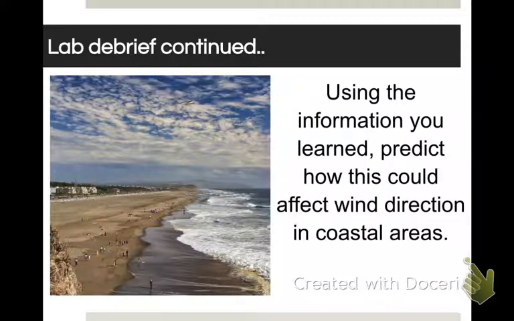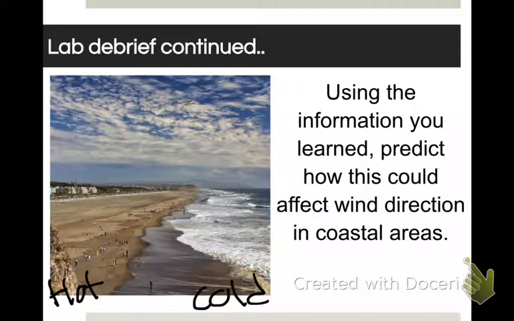Okay, so looking at this picture, we know that the land is going to get warm fast. So during the day, this land is going to be hot, or it's going to be very warm. This water is going to be very cold. And we know that because we know the difference in how land and water heats.